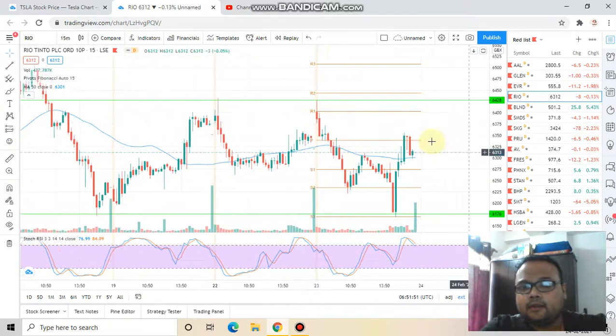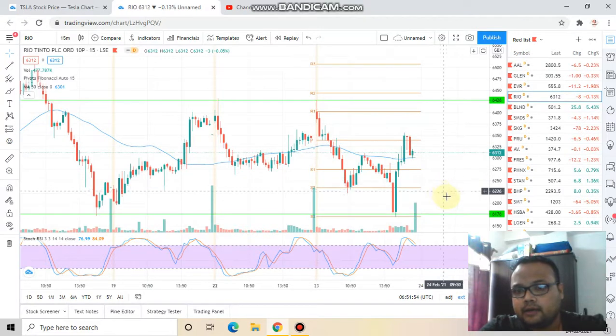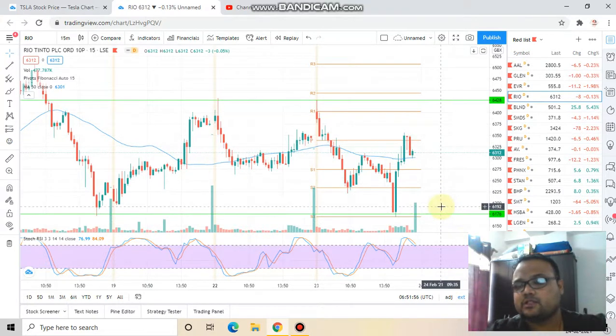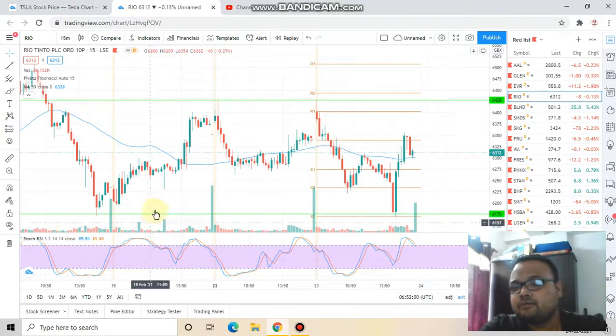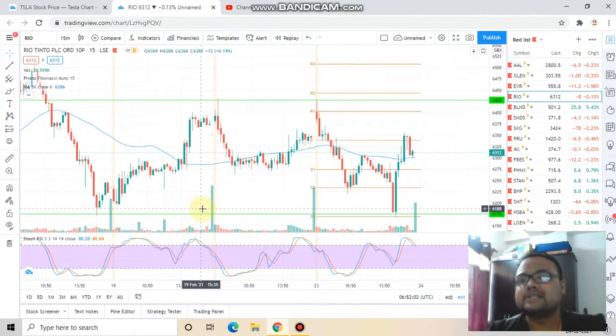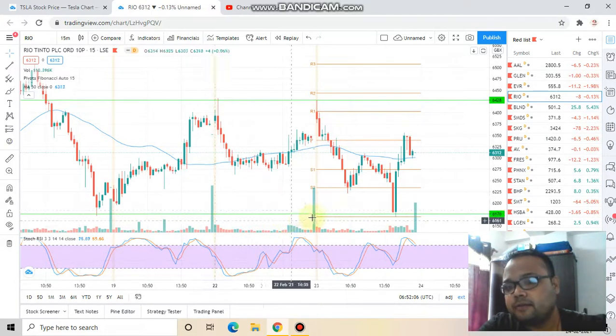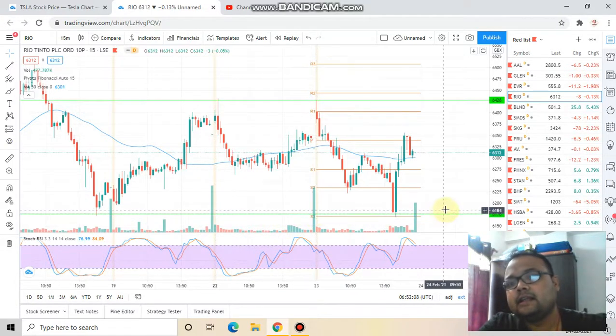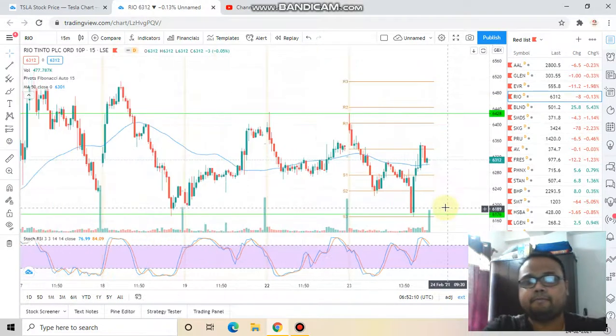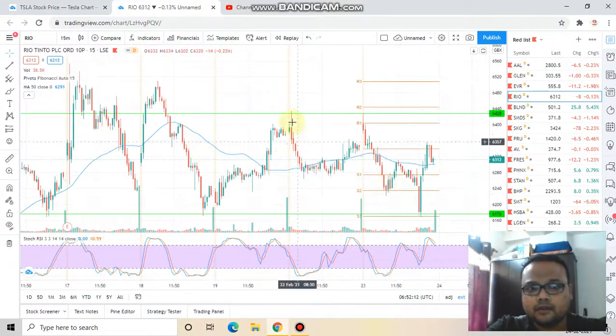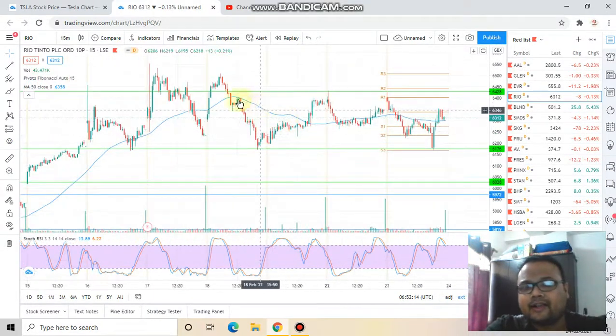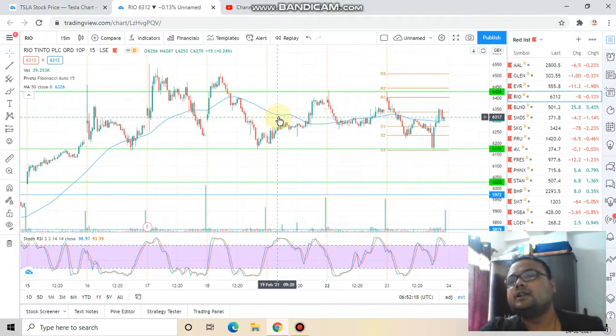Similarly, if Rio goes down and hits the support level 6176 and shows price rejection from below or a reversal sign, if it bounces from the green line, then you can go ahead and buy. Because right now this stock is in consolidation. In a consolidation period also we can make money.